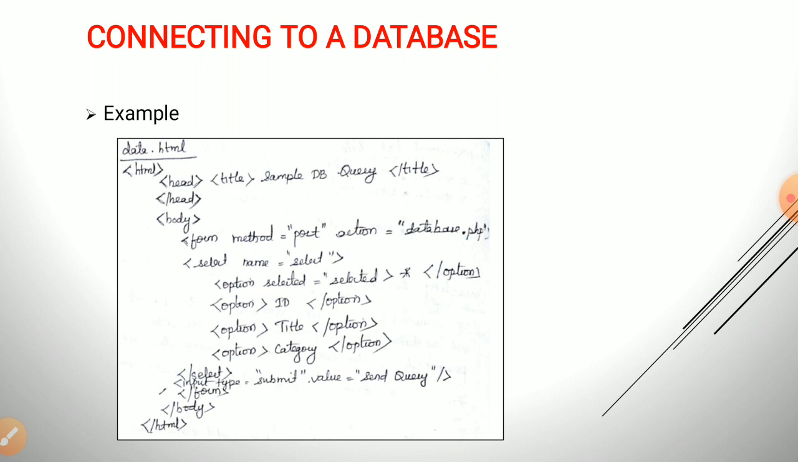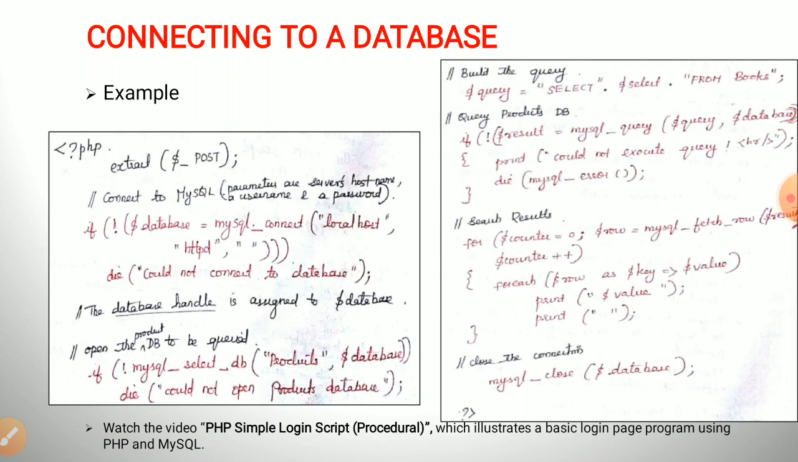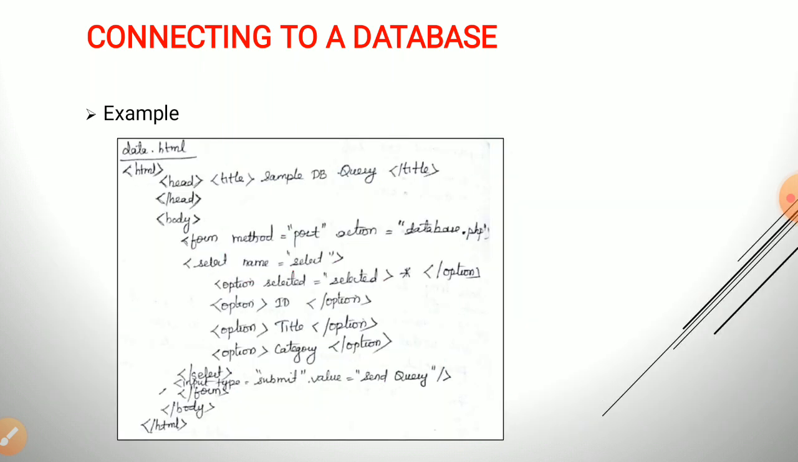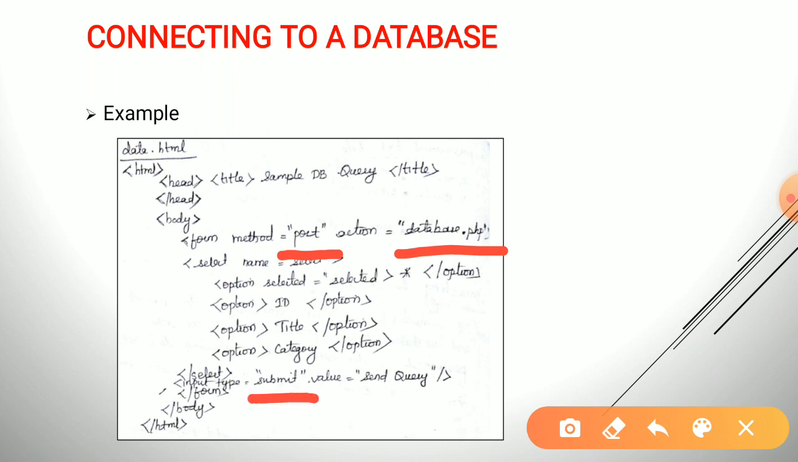So here you can see a file. First one is data.html, and one more file is database.php file. Okay, second file. So first one is data.html file. This data.html file contains a form, and its method is post, and action is given as database.php. That is, this form data will be processed by this PHP file database.php whenever we click this submit button.